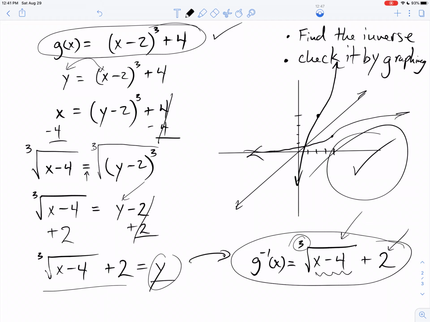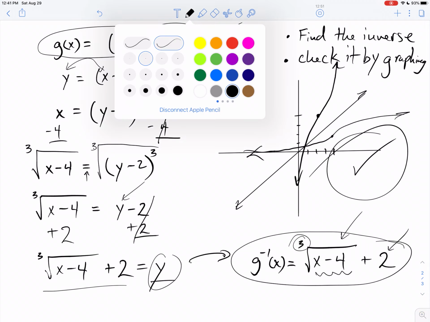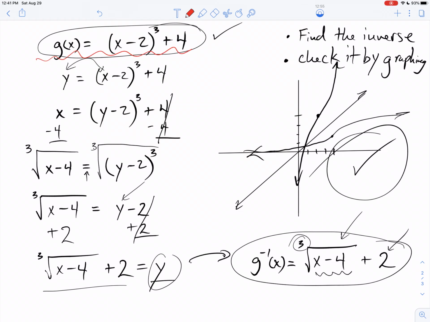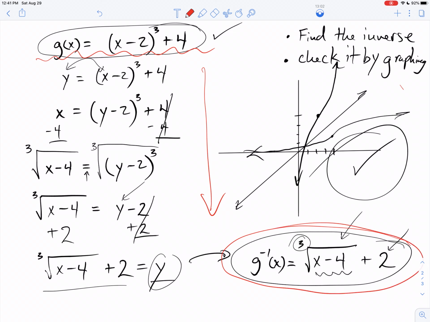When you guys get to the assignment, I'm going to give you a function. I'm going to ask you to show me your work. So you give me the inverse. And then I'm going to say sketch the graph of the function, its inverse, and the line y equals x. That's what I'm going to ask you for. Okay.